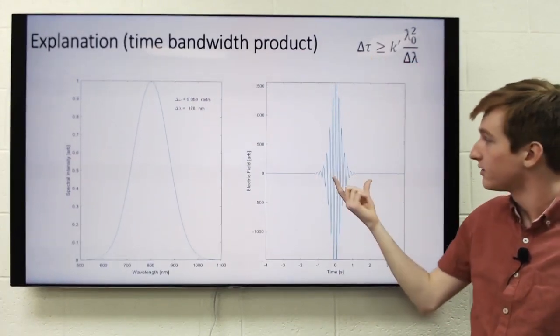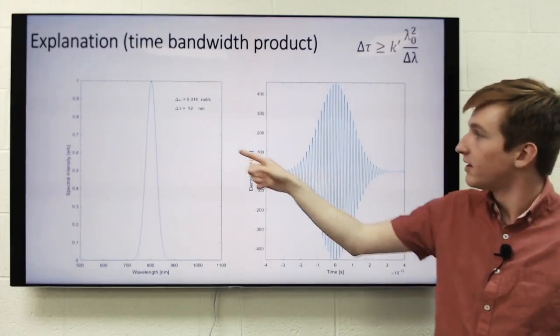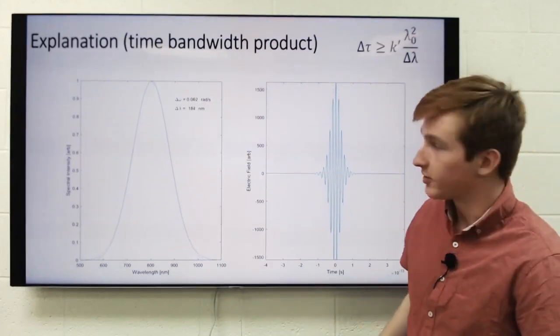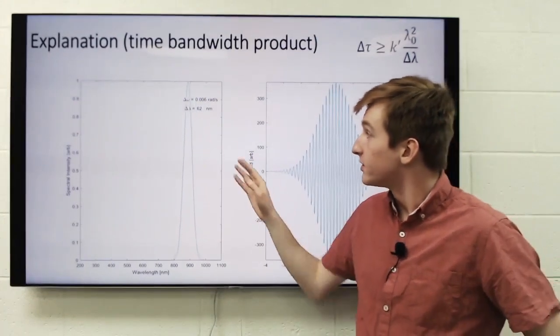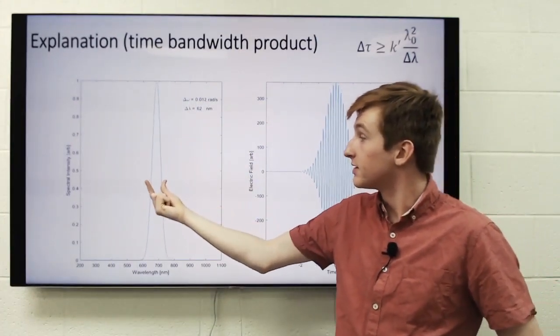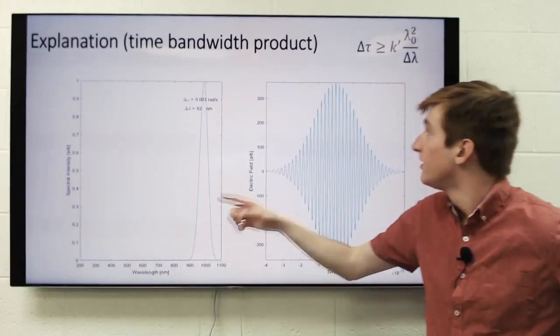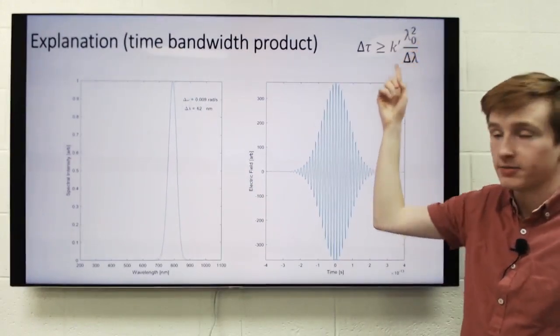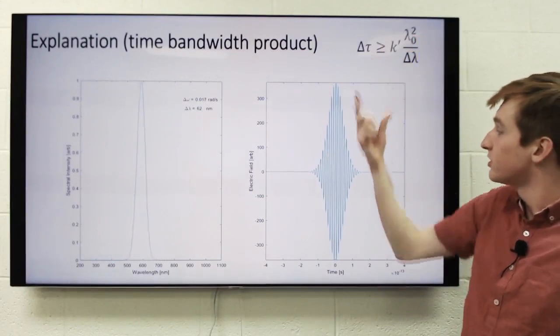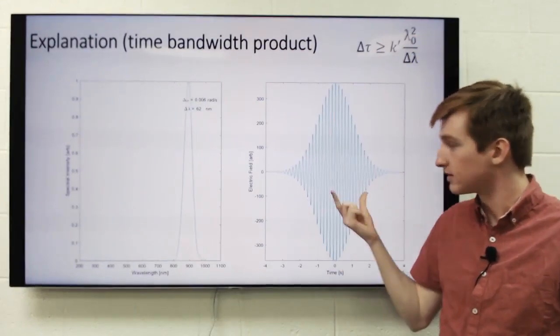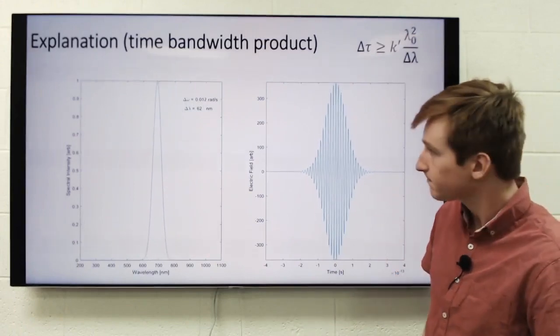And we see that here. The delta tau is increasing as you increase delta omega. So our equation holds. We can do it for the other one too. In this case we're leaving delta lambda the same, but we're just shifting the central wavelength towards smaller. So that means we're decreasing lambda naught squared, which means we're decreasing the pulse duration, and we see that right here. So a shorter central wavelength does indeed lead to shorter pulses.